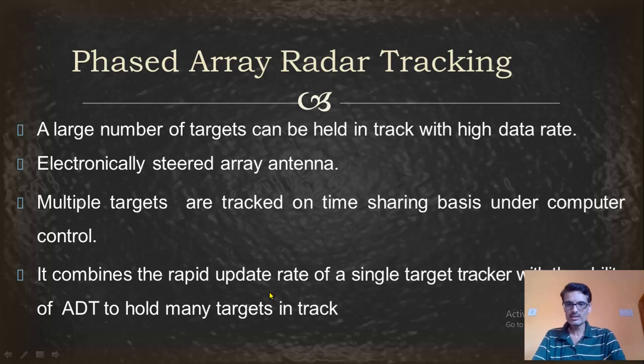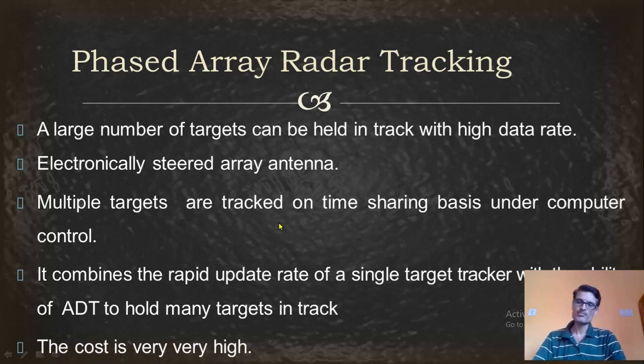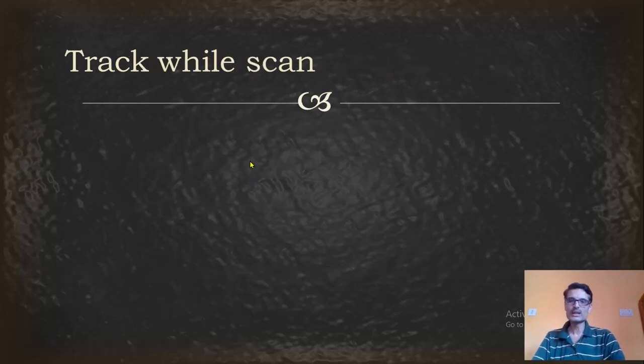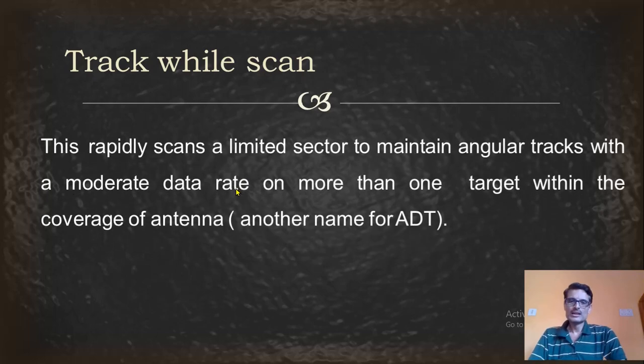The advantage of ADT is tracking multiple targets. Both are possible by using phased array radar tracking radars. But the disadvantage is that it is costlier. The last one is track while scan. Basically, as the name suggests, it scans as well as tracks at the same time, tracking while scanning. So the data rate is moderate here.